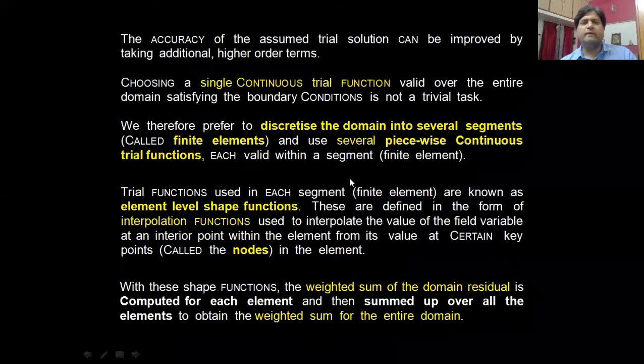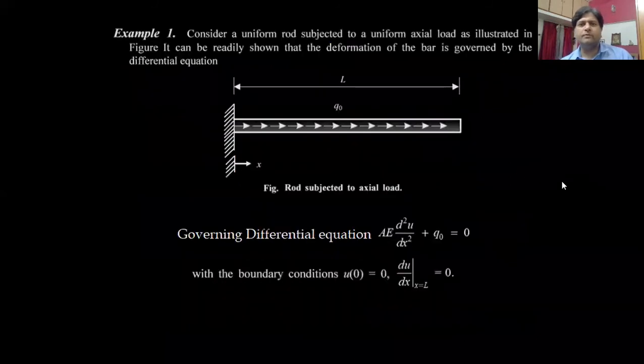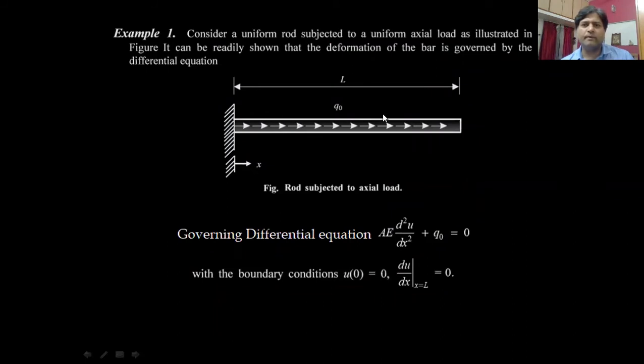So let's quickly take one example based on the weighted residual method. The example states that we have a uniform rod subjected to a uniform axial load Q0. The bar has a length capital L, and all the deformations are measured with respect to the fixed support. The governing differential equation for this geometry and loading arrangement is AE d²u/dx² + Q0 = 0, with the boundary conditions u = 0 at x = 0 and du/dx = 0 at x = L.